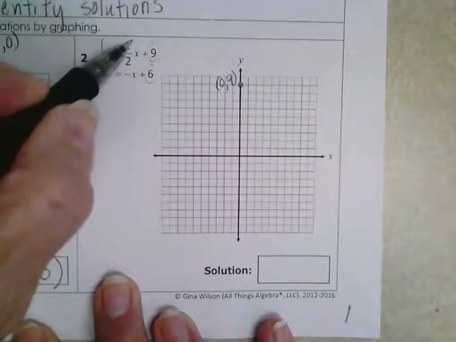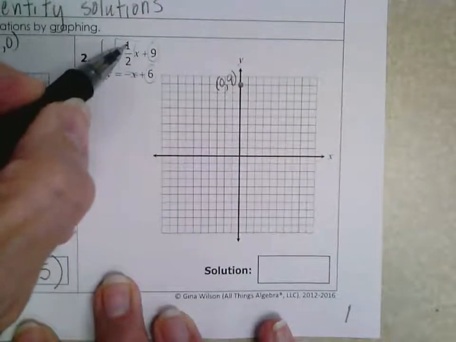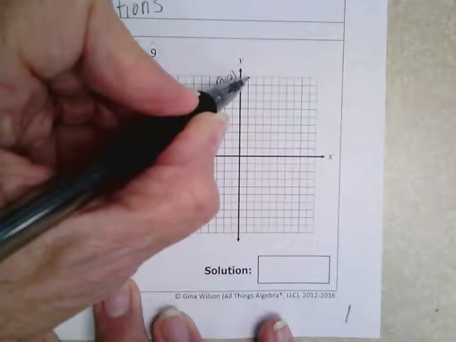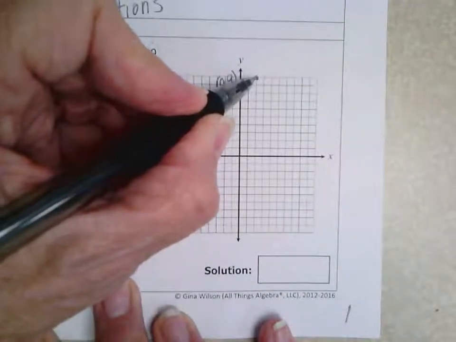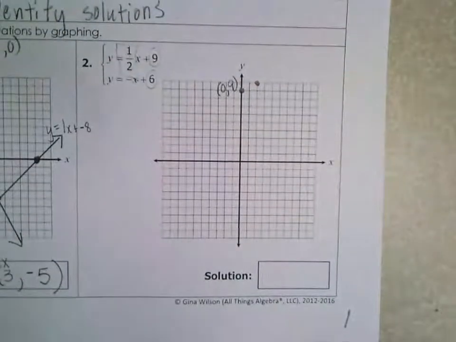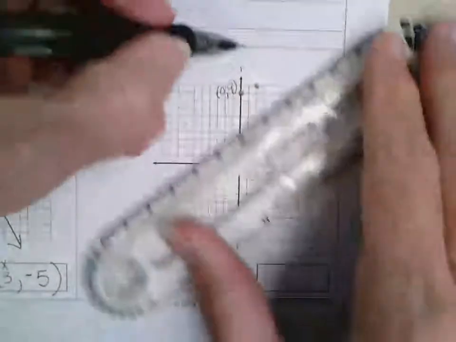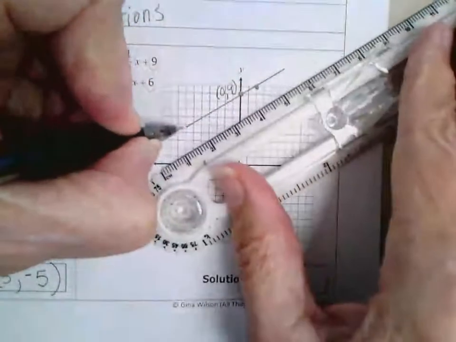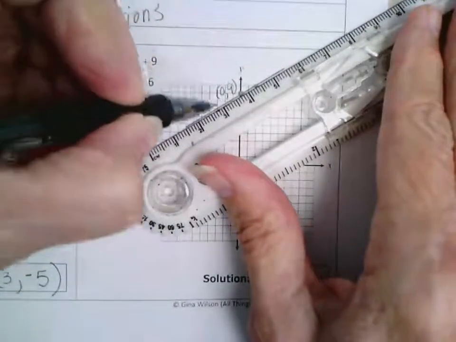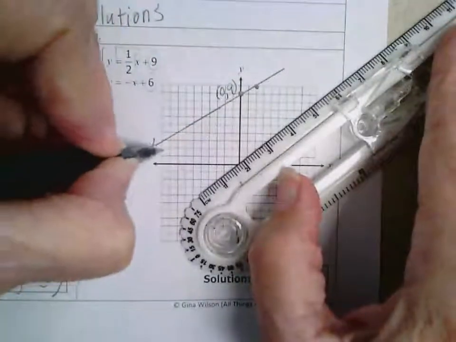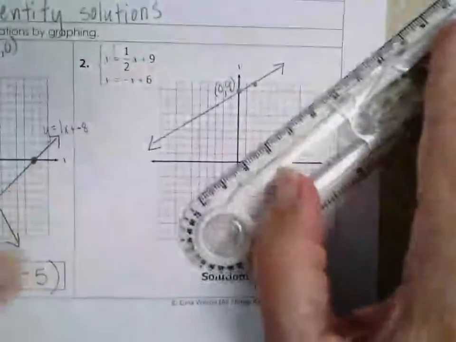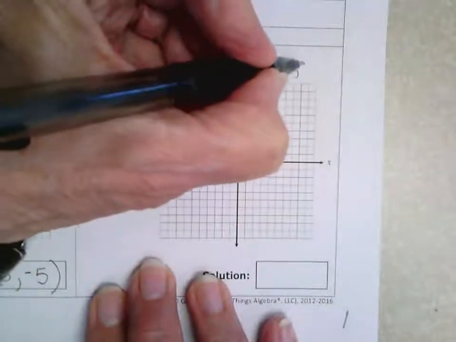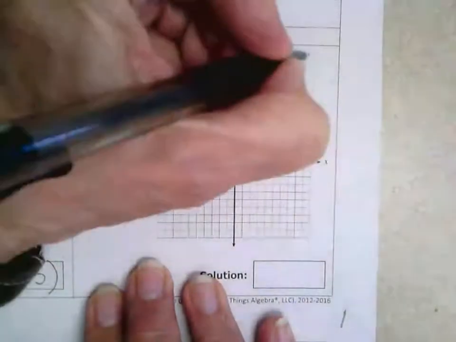And then using my slope right here of 1/2, I can say up 1, over 2. And there's my second point. So then connecting those, I can see that my line, I might draw it a little longer if these intersect. Here's my line for y equals 1/2 x plus 9.